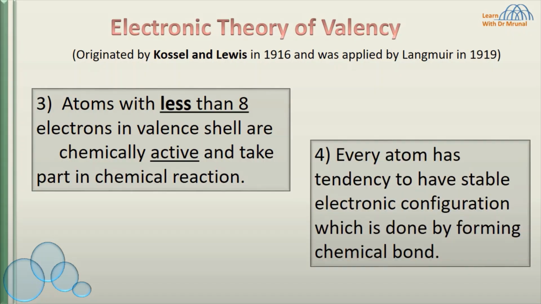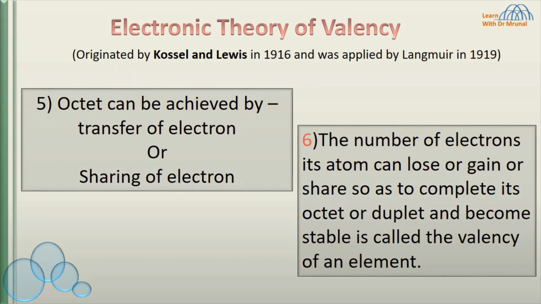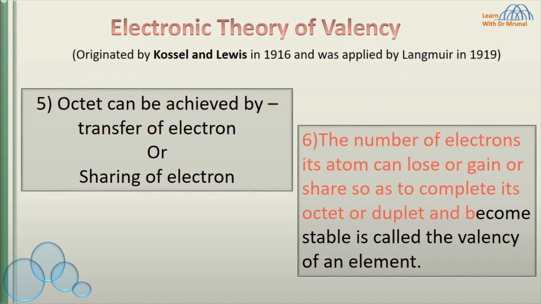Every atom has tendency to have stable electronic configuration, which is done by forming chemical bond. Octet can be achieved by transfer of electrons or sharing of electrons. The number of electrons its atom can lose or gain or share so as to complete its octet or duplet and become stable is called the valency of an element.